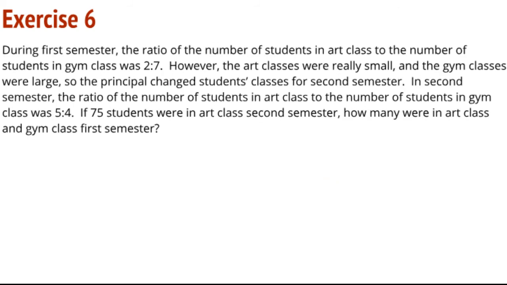Exercise 6. During first semester, the ratio of the number of students in art class to the number of students in gym class was 2 to 7. However, the art classes were really small and the gym classes were large, so the principal changed students' classes for second semester. In second semester, the ratio of the number of students in art class to the number of students in gym class was 5 to 4. If 75 students were in art class second semester, how many were in art class and gym class first semester?